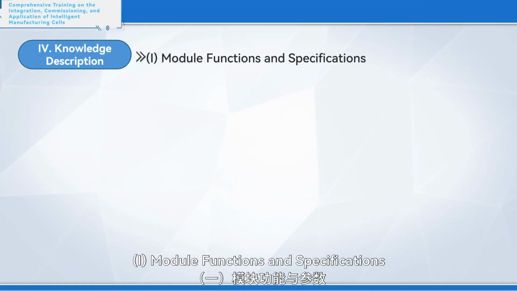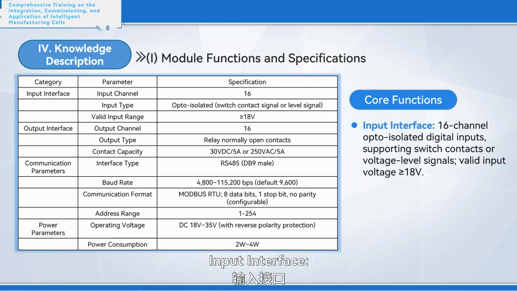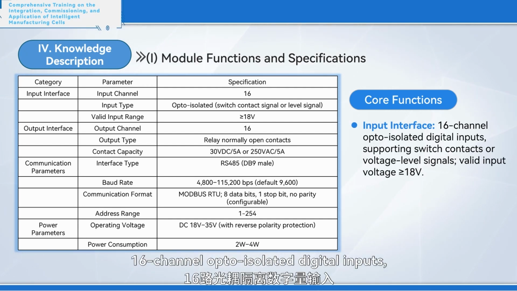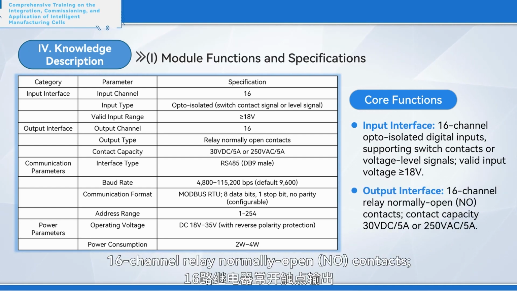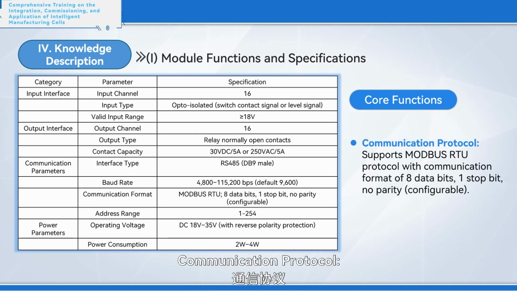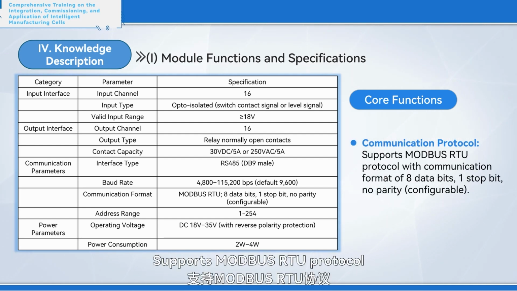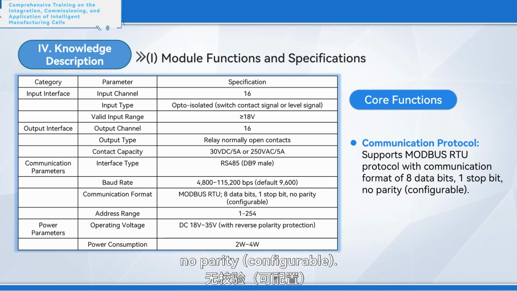1. Module functions and specifications. Core functions, see Figure 1. Input interface, 16-channel opto-isolated digital inputs, supporting switch contacts or voltage level signals. Valid input voltage greater than or equal to 18 volts. Output interface, 16-channel relay normally open, NO, contacts. Contact capacity 30 volts DC 5 amperes or 250 volts AC 5 amperes. Communication protocol. Supports MODBUS R2 protocol with communication format of 8 data bits, 1 stop bit, no parity, configurable.